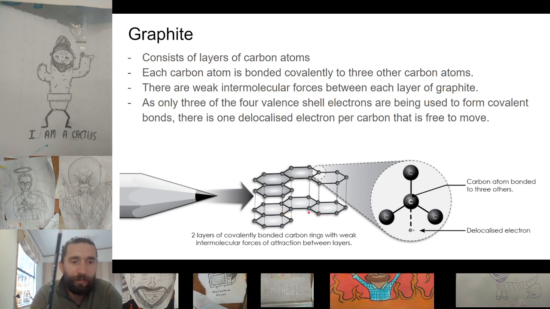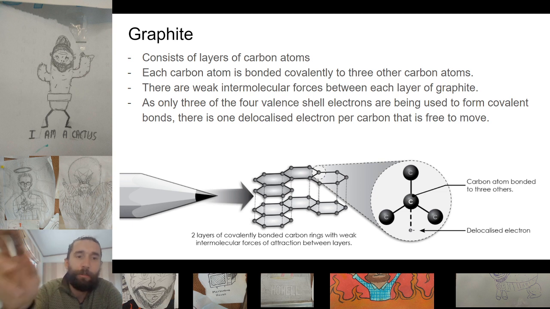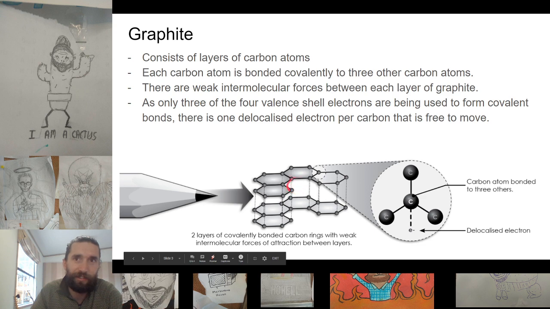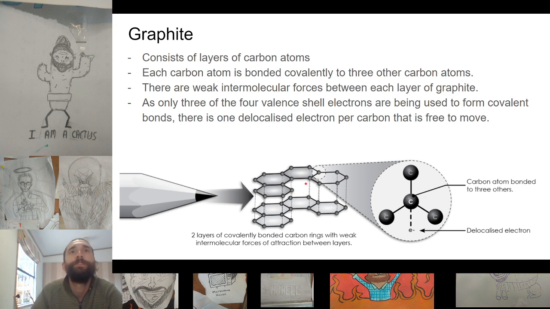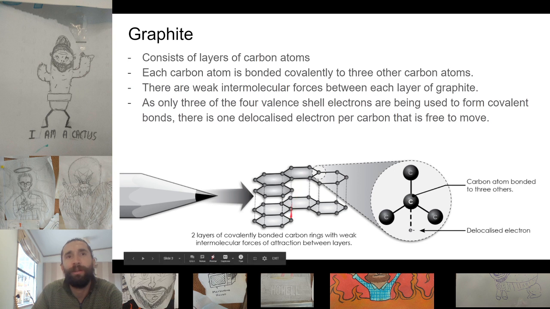That's why in a pencil made from graphite, when I move it across a piece of paper, these layers are going to start sliding off and staying on the paper. That's what we see when we use a pencil. So, important thing to remember, each carbon is bonded to three other carbons through covalent bonds, which are very strong, but each layer is just held together by weak intermolecular forces.